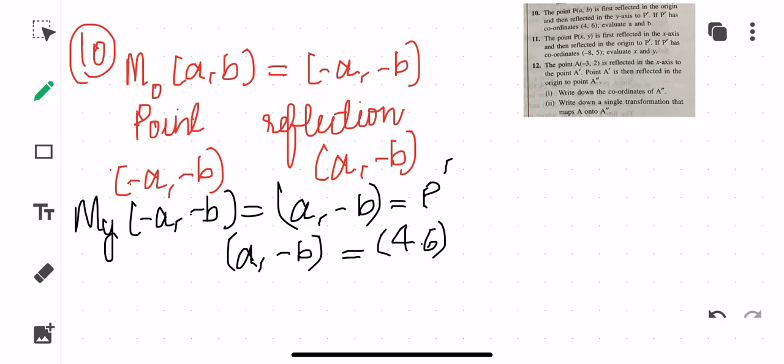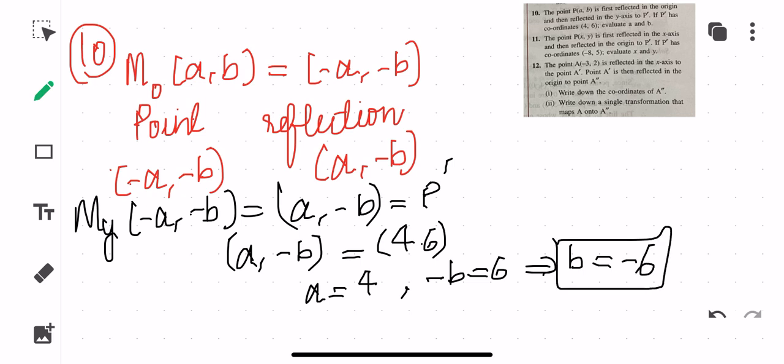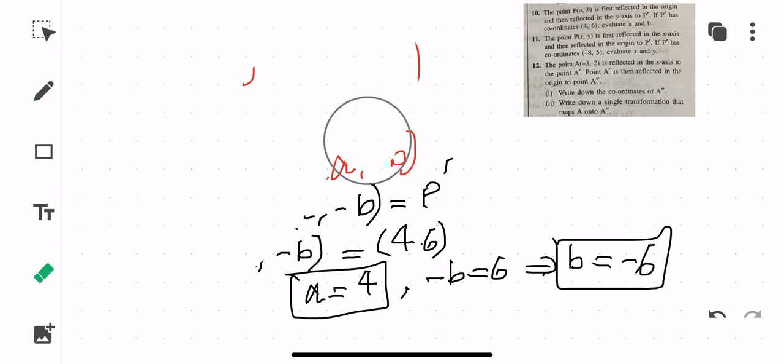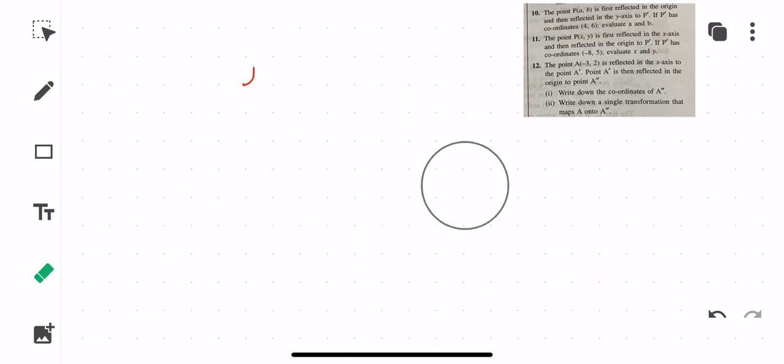So it is understood that the value of a will be equal to 4 and -b will be equal to 6. So what will b be equal to? You will write this implies b will be equal to -6. So these are the values that you are getting. These are short sums, the easy ones. Now we'll be moving to question number 11, and if it looks like a similar one, you will take that as homework.